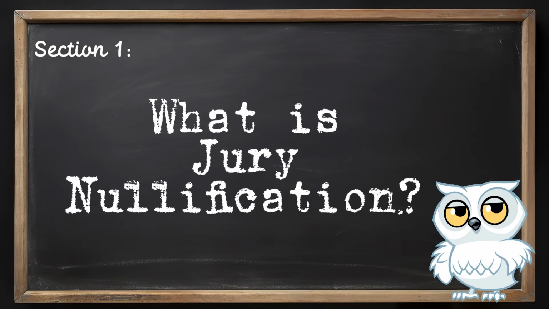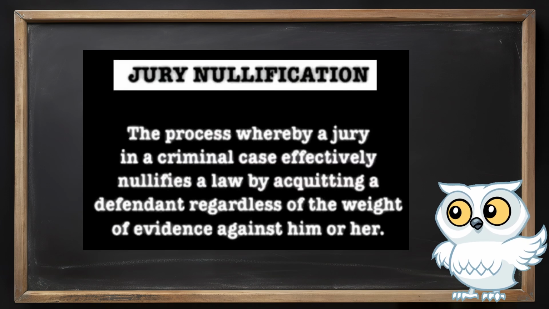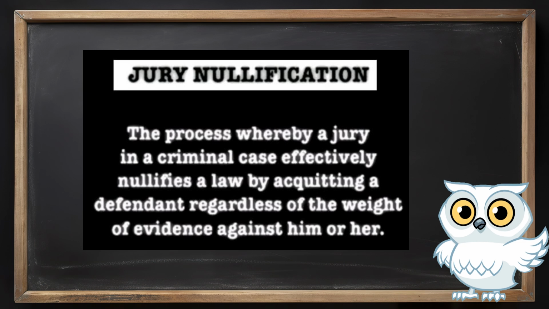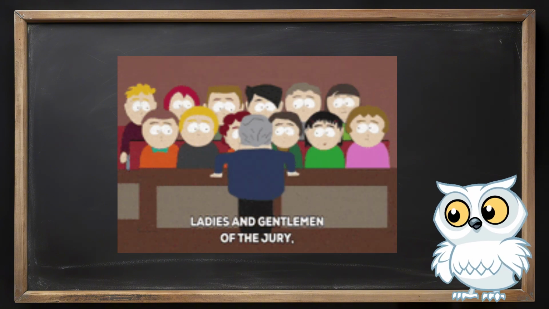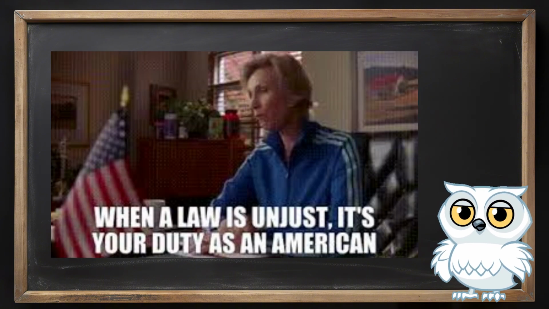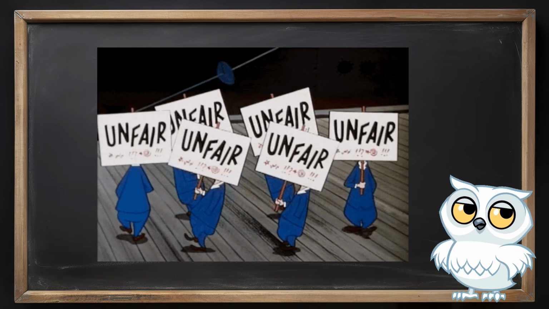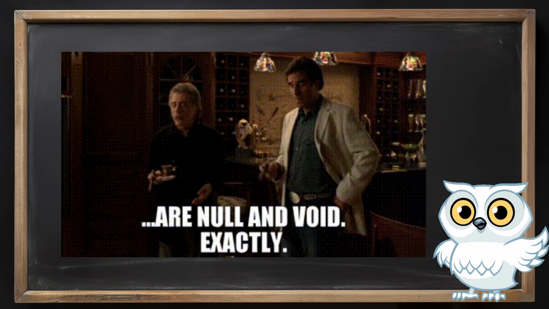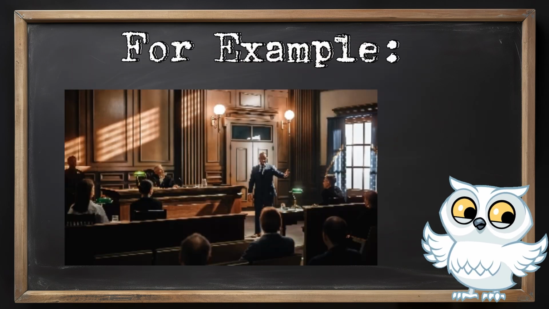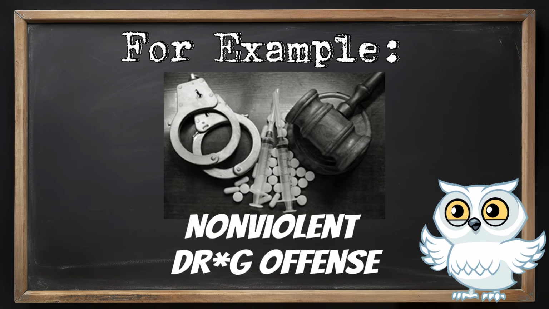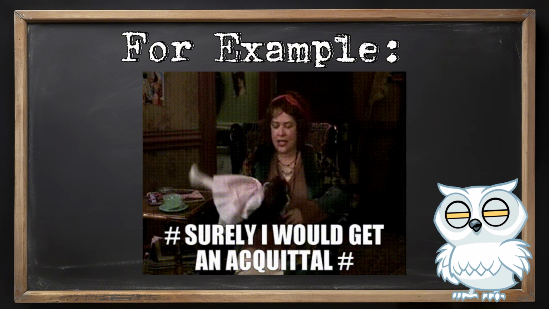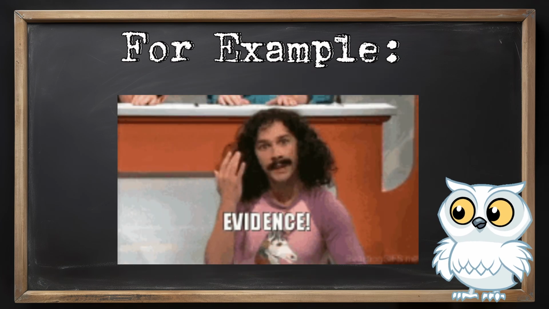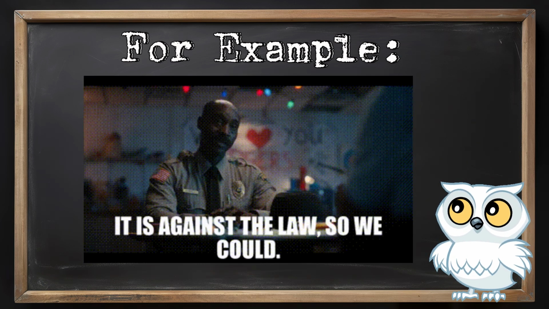Section 1. What is jury nullification? Jury nullification occurs when a jury returns a not guilty verdict, even if they believe the defendant is technically guilty under the law. This happens when jurors feel that the law itself is unjust or that applying it in a specific case would lead to an unfair outcome. Essentially, the jury uses its power to nullify the law. For example, imagine a case where someone is on trial for a nonviolent drug offense and the jurors believe the sentencing guidelines are too harsh. They might acquit the defendant even though the evidence proves guilt as an act of protest against the law.